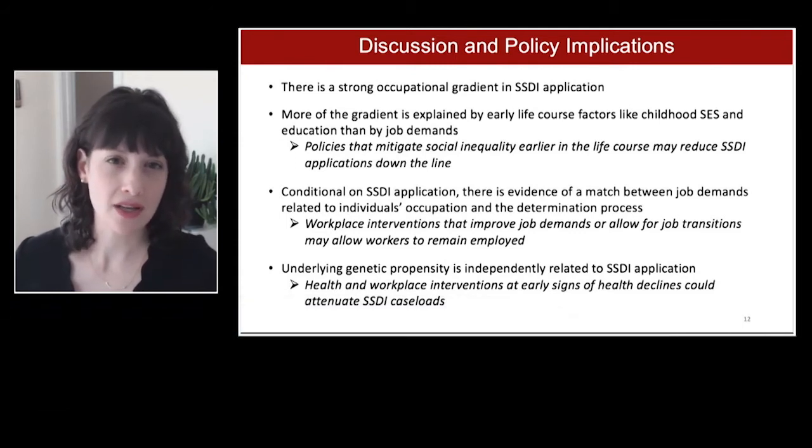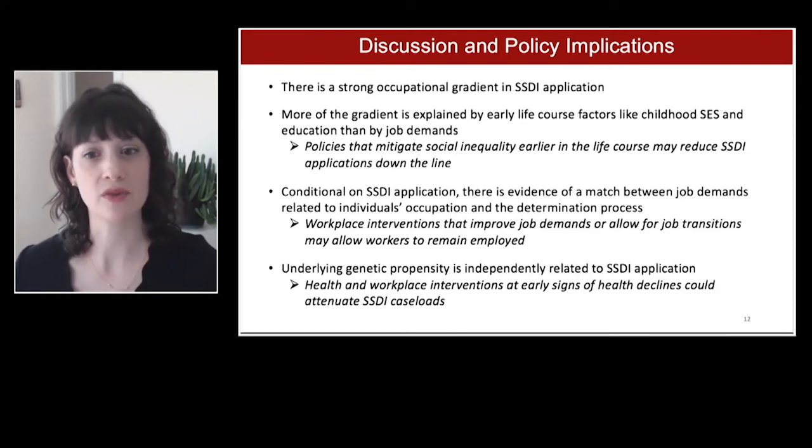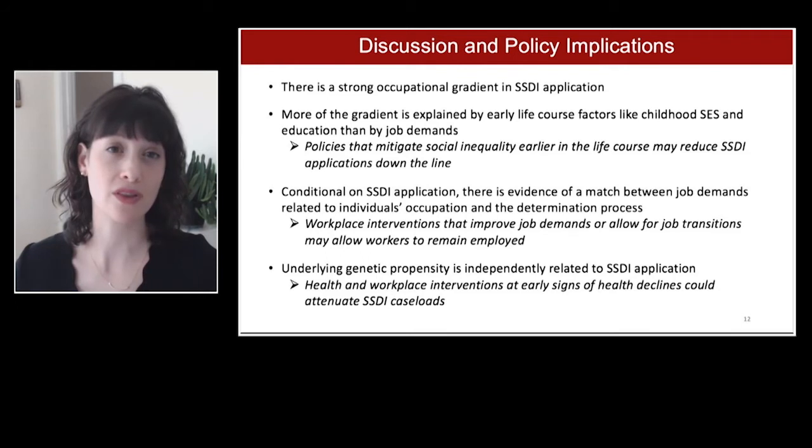Second, we find that conditional on SSDI application, there is evidence of a match between job demands related to individuals' occupation and the determination process. So this signals that workplace interventions that improve job demands or allow for job transitions even within the organization may allow workers to remain employed. And finally, we find that underlying genetic propensity is independently related to SSDI application. And what this signals is that health and workplace interventions at early signs of health declines could attenuate SSDI caseloads.